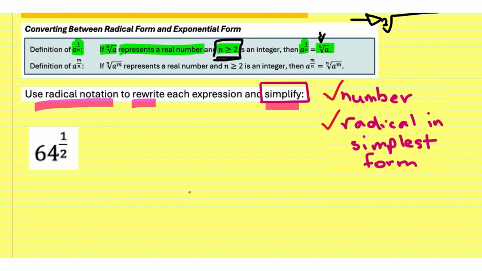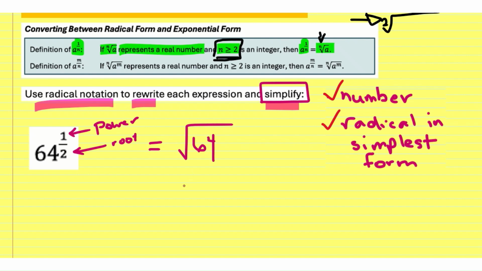Okay, so let's look at the first one right here. We've got 64 to the 1/2 power, and we have to understand that this top part is the power, and the bottom denominator is going to be the root. So if it is a root of 2, that means a square root. So that means it's going to be equal to the square root of 64. And of course, a lot of you may already know what the square root of 64 is, but just in case you need a refresher, we're going to break it down into some factors.